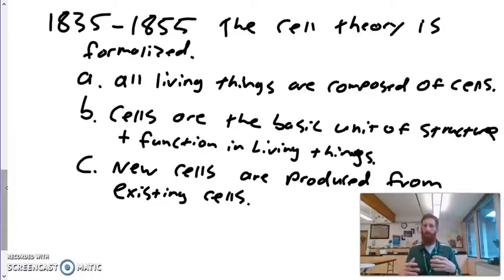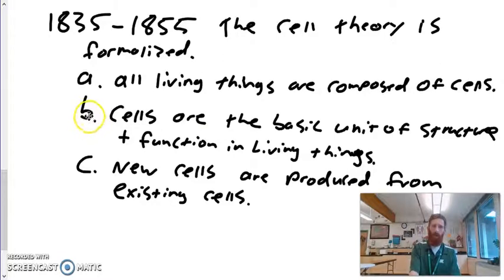People are making more observations and publishing more and studying more and doing all sorts of stuff, and people are getting together and talking. And then finally, in this 20-year period right here, they kind of come to a consensus, right? It's kind of like, okay, yeah, we can all agree on this, right? So number one, or letter A, all living things are composed of cells. We know that from our 8 characteristics of living things. That's not new news, but go ahead and write it down.